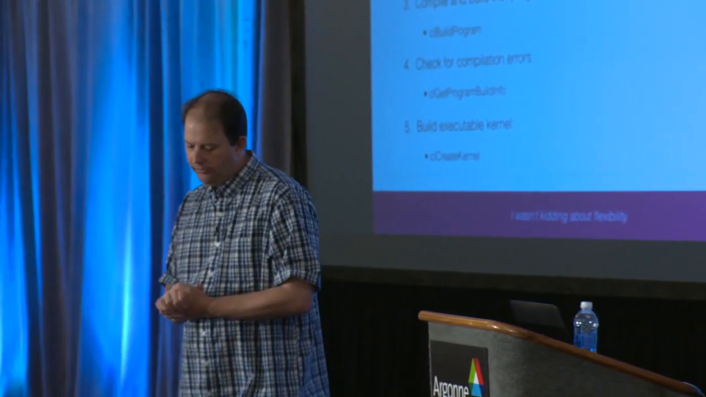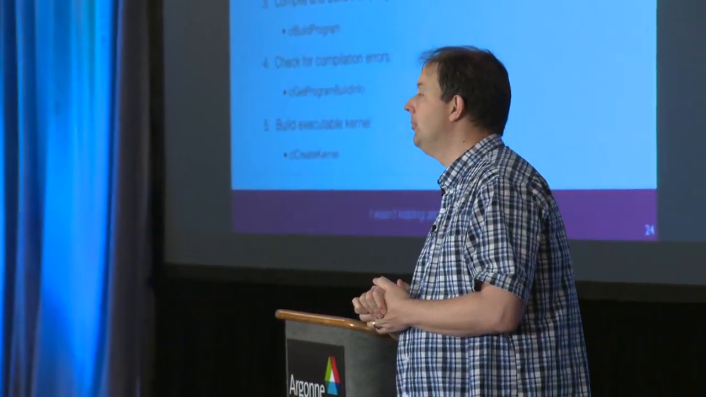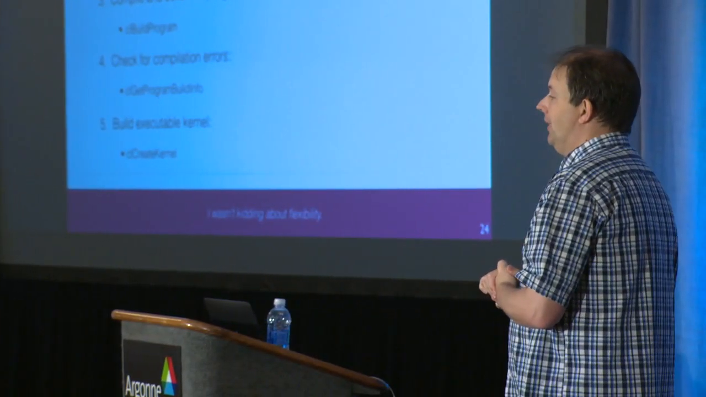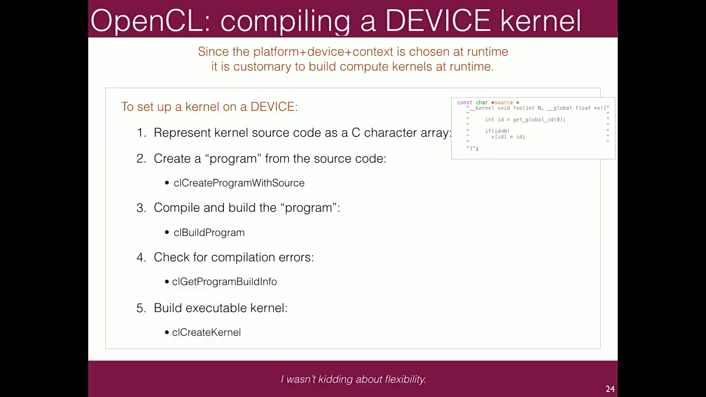Because of this combinatorial explosion of platforms, devices, contexts, queues, and so on, we're going to actually have to compile the kernels at runtime. You might be the first person to ever run that kernel on that specific combination. So you're going to have to build the program, which is a multi-stage process. You're going to create a program with source. You give this function a string and say, please build a program. Then you're going to build it.